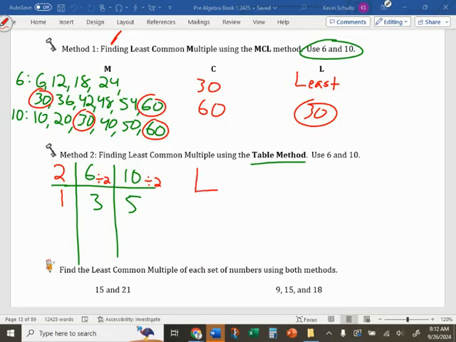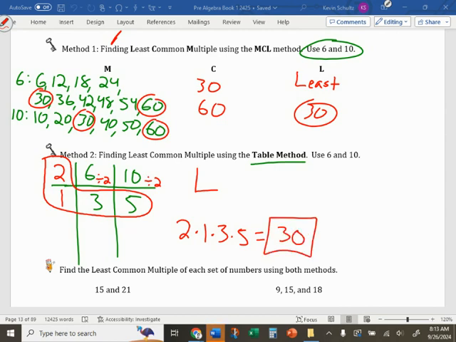Least common multiple. You are going to multiply in an L shape. So for least common multiple, you're going to take the L. Even these two numbers that are left over end up getting multiplied. So 2 times 1, which doesn't change anything, but it's there, so we'll include it, times 3 times 5 equals 30, which is the least common multiple, the same number that we got up here.